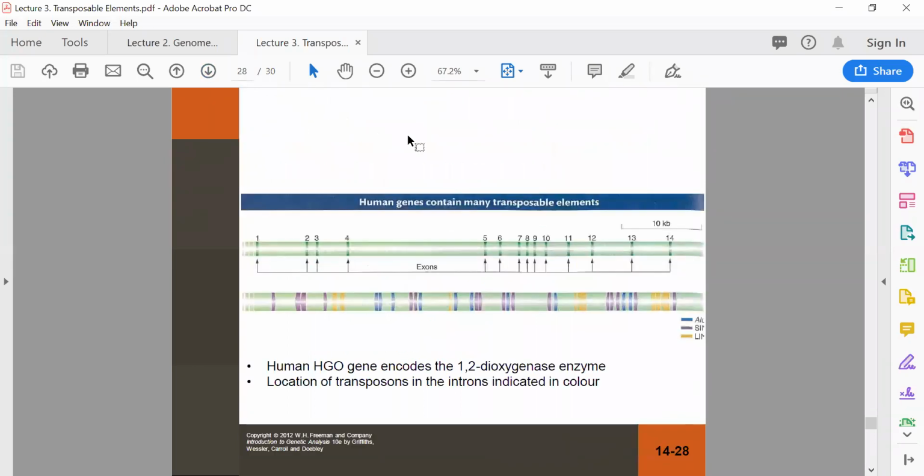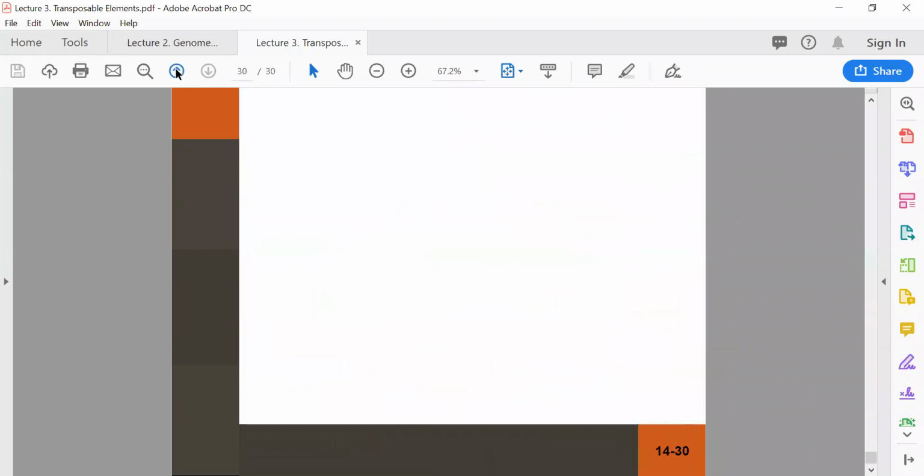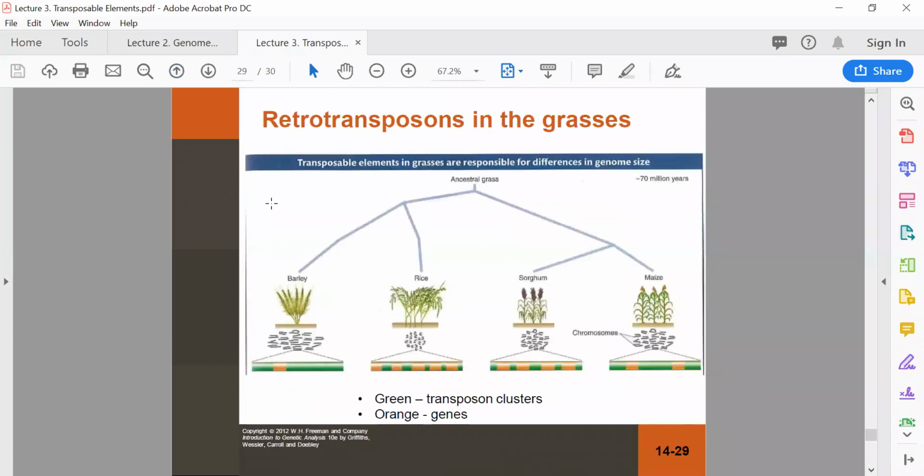All right, and here we have just one example of a human gene. This is the HGO gene, and you can see all those transposable elements that are found in the one gene. All right, that brings us to, I think, our last slide. It is the last slide of applied genomics.